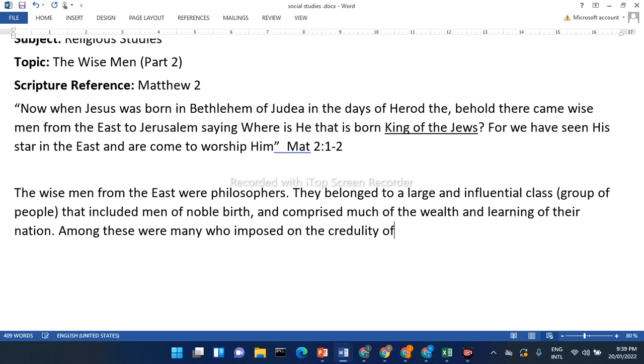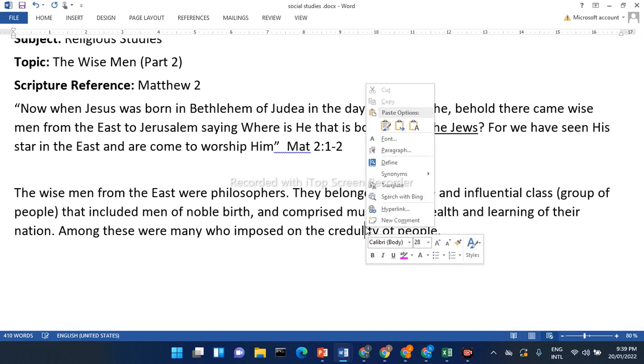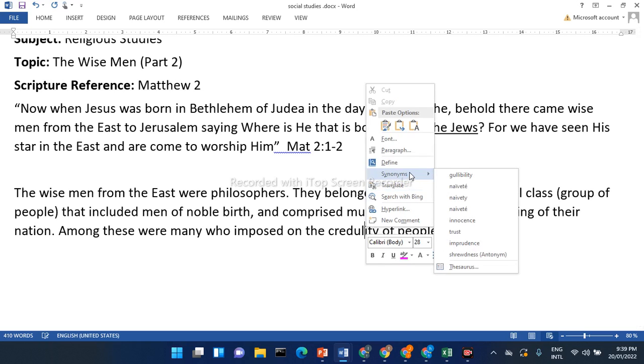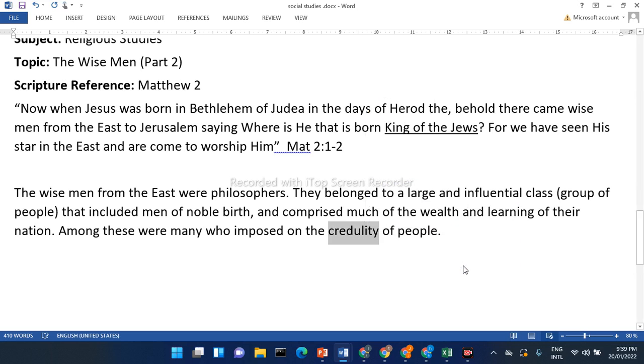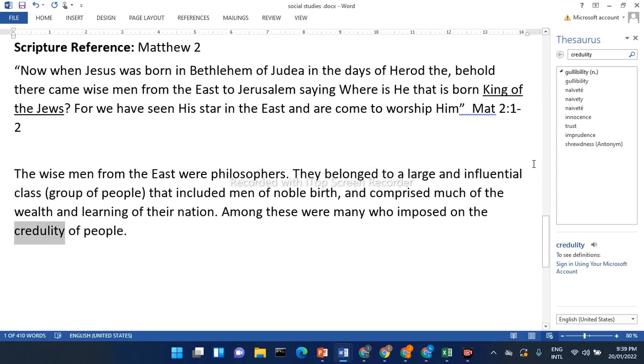Credulity of people. Now, when we say credulity, what do we mean? Think about it. What are some synonyms of credulity? Gullibility, naiveness, imprudence, right? Credulity is just a state of someone being gullible.